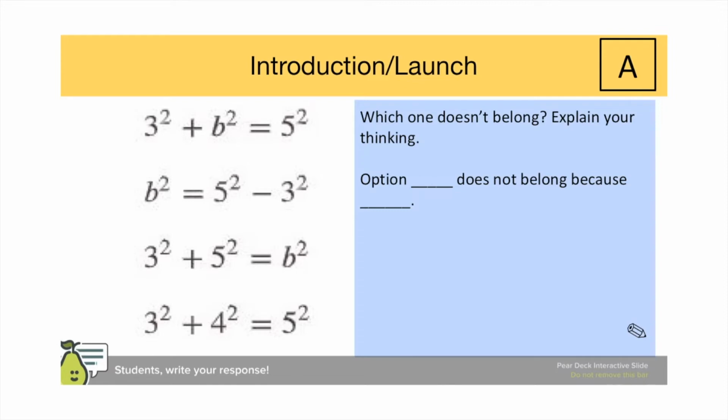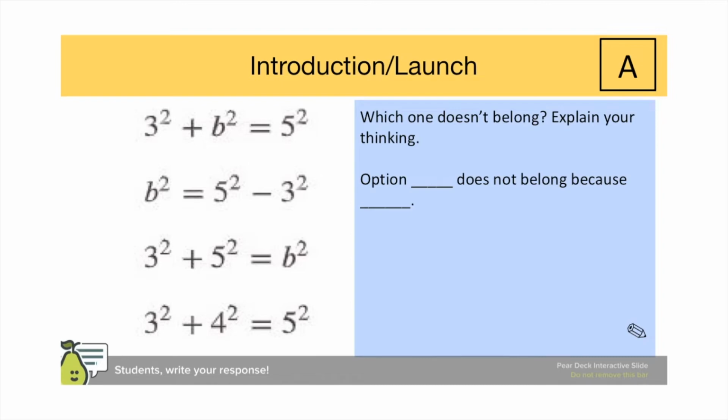3 squared plus 5 squared equals b squared is the only statement that is not based on a 3, 4, 5 Pythagorean triple. 3 squared plus 4 squared equals 5 squared is the only statement that has numbers for all of its terms.